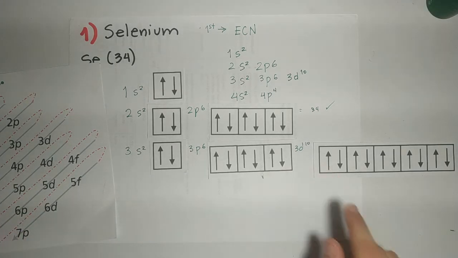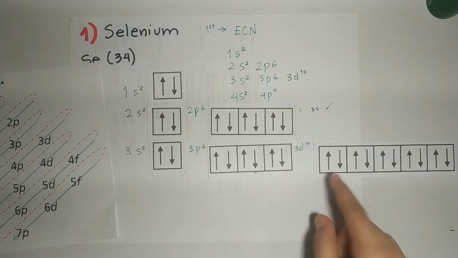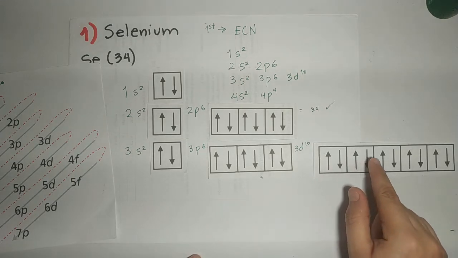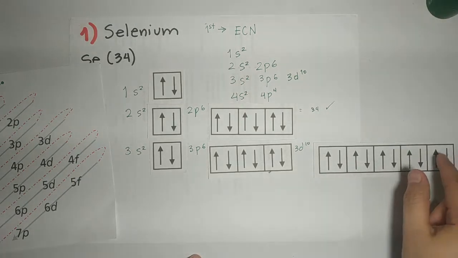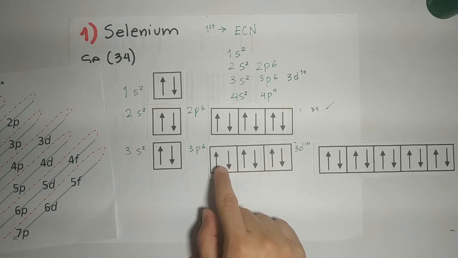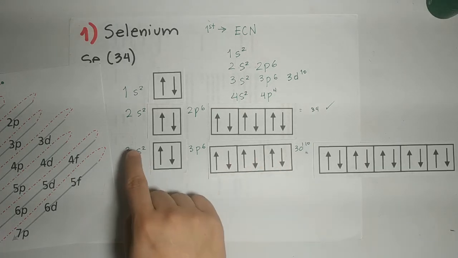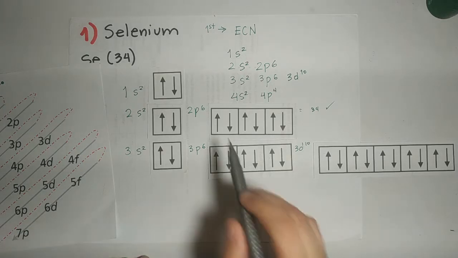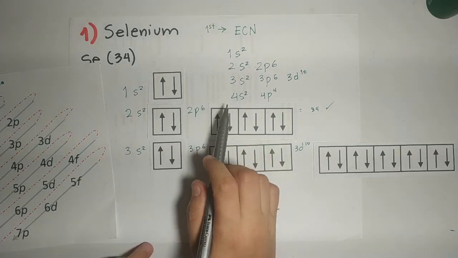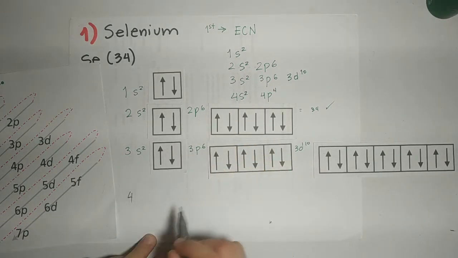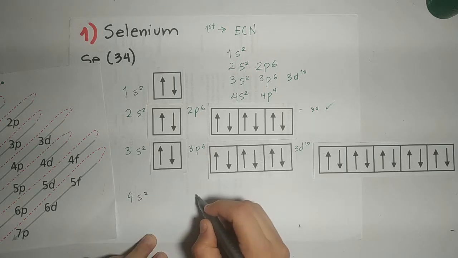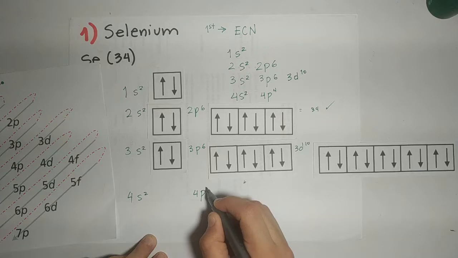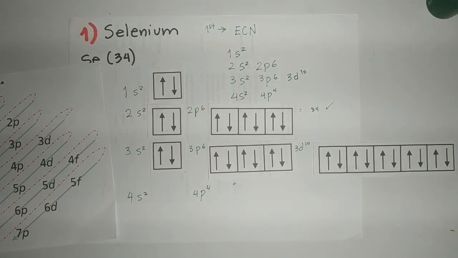If you count, I have 10 electrons. 1, 2, 3, 4, 5, 6, 7, 8, 9, 10. P6, 1, 2, 3, 4, 5, 6. S2, 1, 2. There you go. Now in the fourth period I have 4s2 and 4p6. So for the S2, I know it's full.